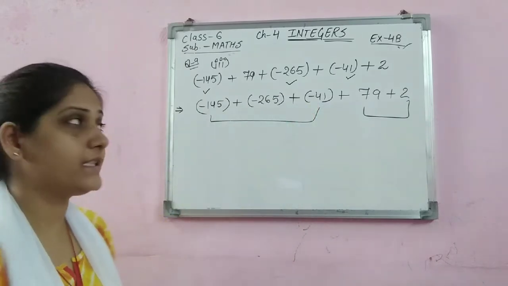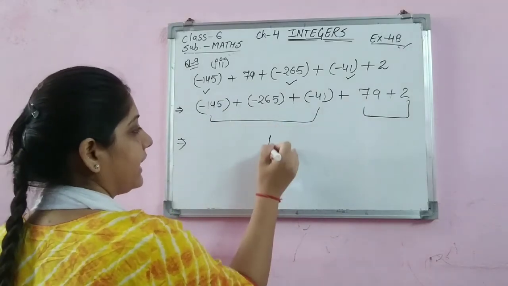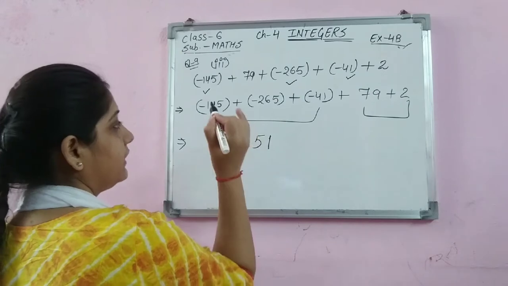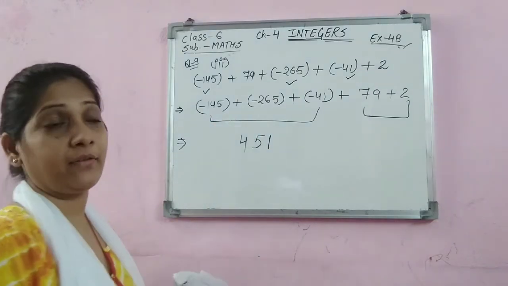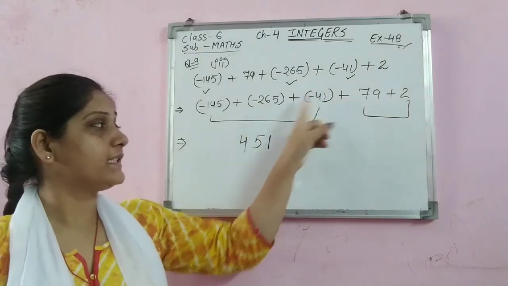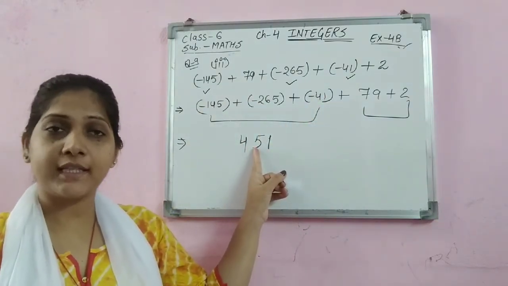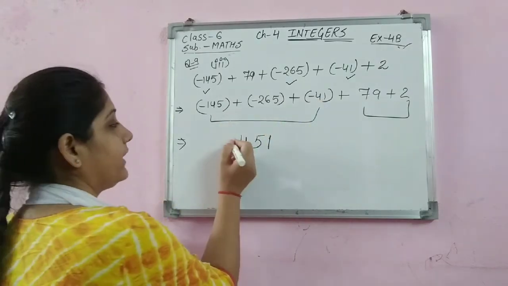So, can I add these digits? Okay, let's add the digits. 5, 5, 10 and 1, 11. 6, 4, 10 and 4, 14 and 1, 15. 1, 1, 2, 2, 4. It means 451. When I add these digits, I got this. And with negative or positive? Of course negative, because each number is having negative sign. So answer will be with negative.